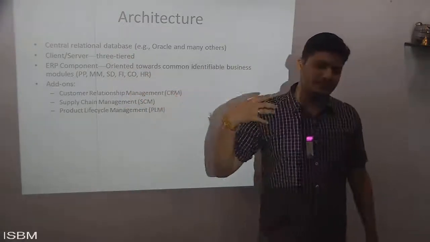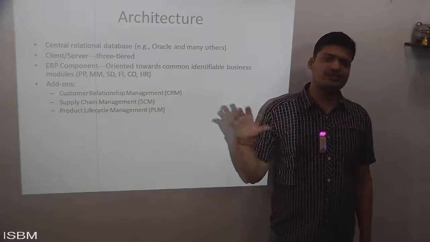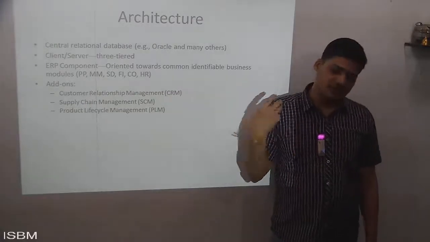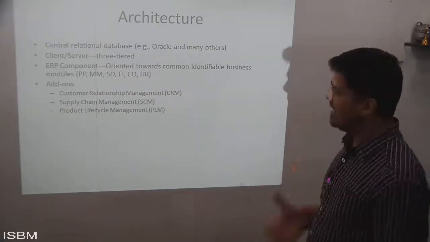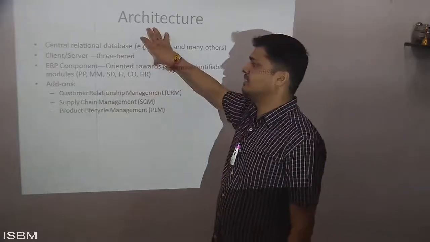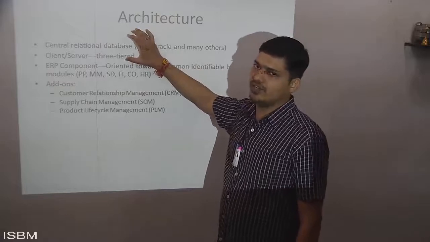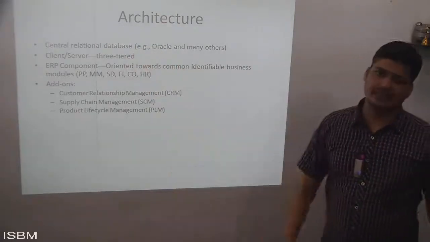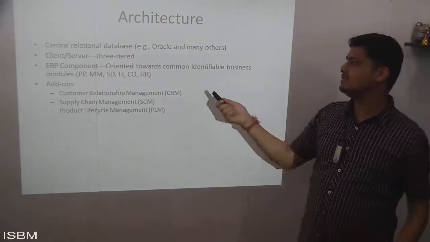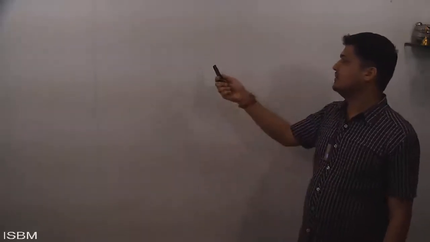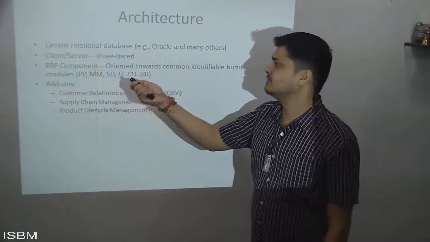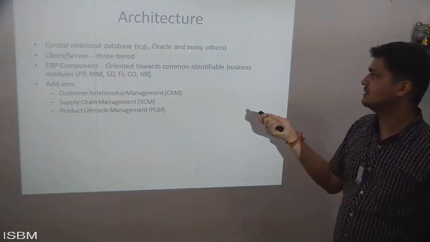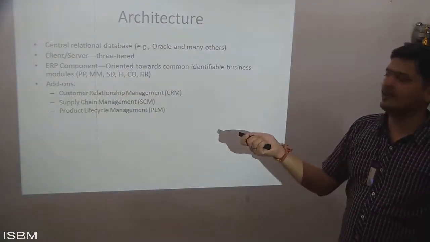See, every product, every software obviously will not run without a database. There should be some database with the help of which companies run, I mean to say the product software will run. So there is a database which is used, Oracle and many others. So this is the central relational database.